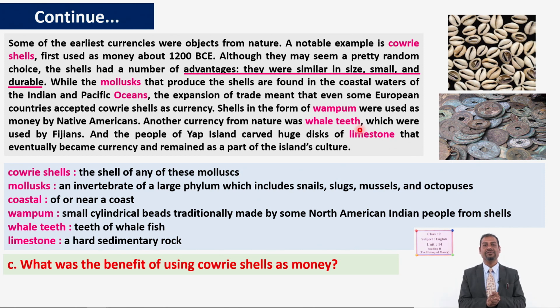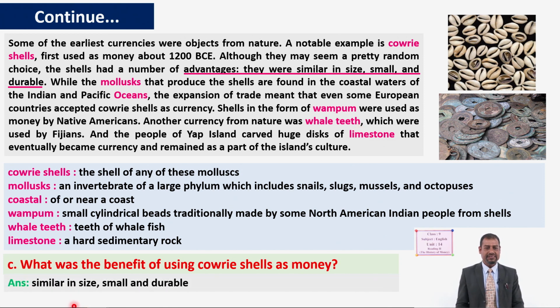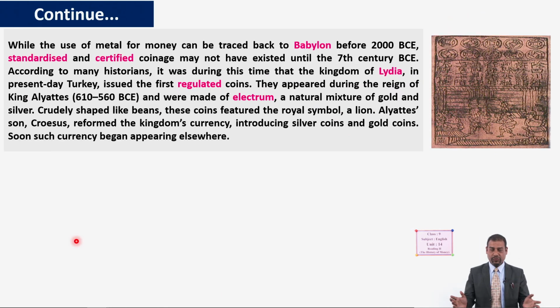You have to write down in your answer. So your answer can be like this: similar in size, small and durable. See, if you want to write down the full form, then you can write: the benefit of using cowrie shells as money is similar in size, small and durable. But you can write down only the main ideas. Have you got it?